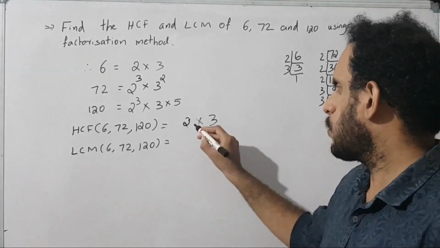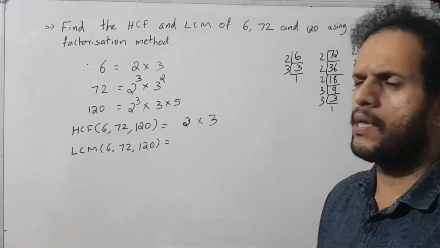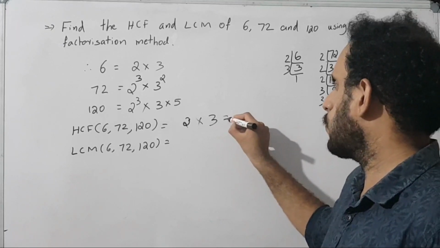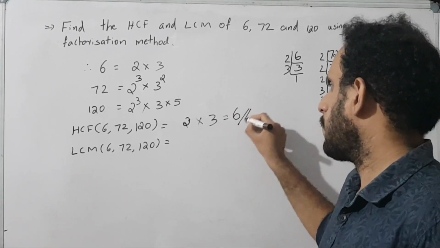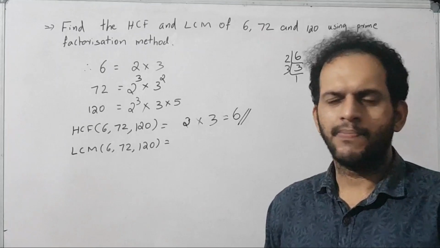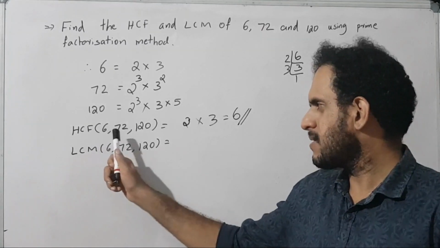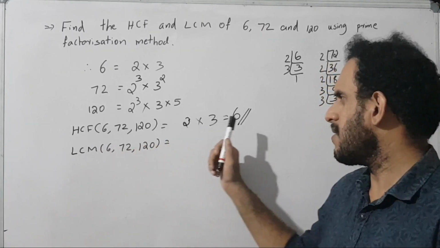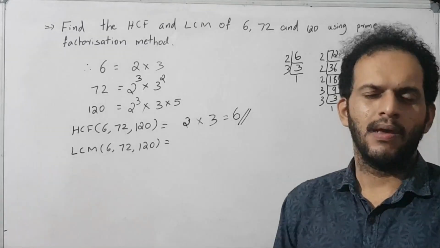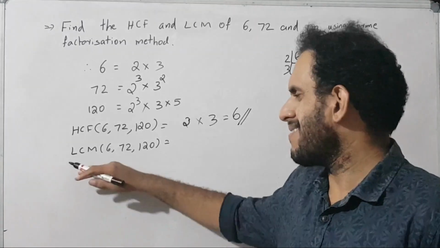So we choose 2 into 3. What is 2 into 3? 2 into 3 is equal to 6. Correct? That means the HCF of 6, 72 and 120 is 6. Next we want to find the LCM.